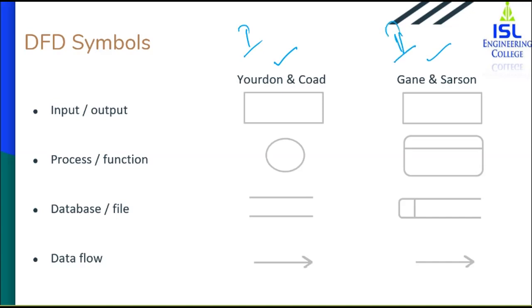Input and output are going to be represented by boxes. Processes and functions are going to be represented by circles. Then for database files, in the first representation you're going to have two lines, and in the second one you're going to have a rounded corner rectangle with a line. Then data flow is represented by an arrow in both cases. So these are your DFD symbols.